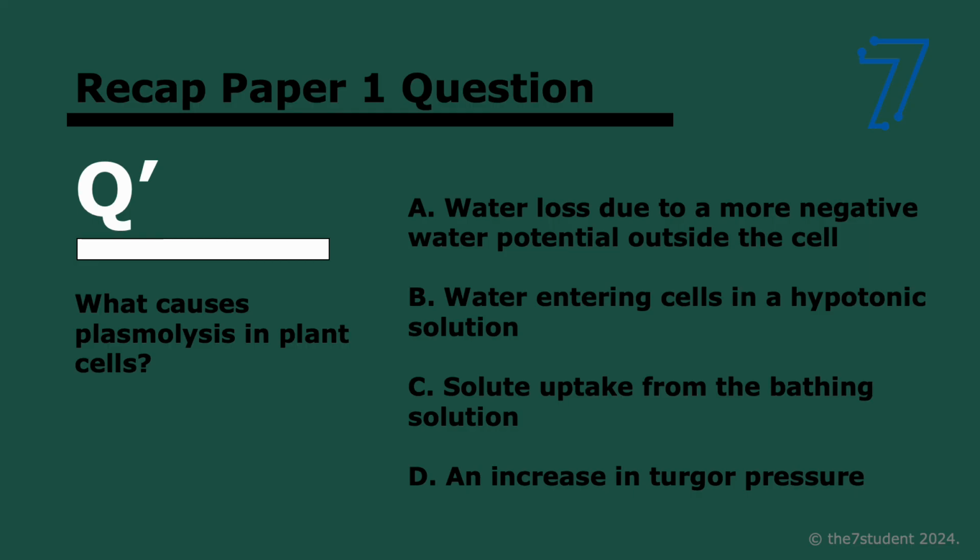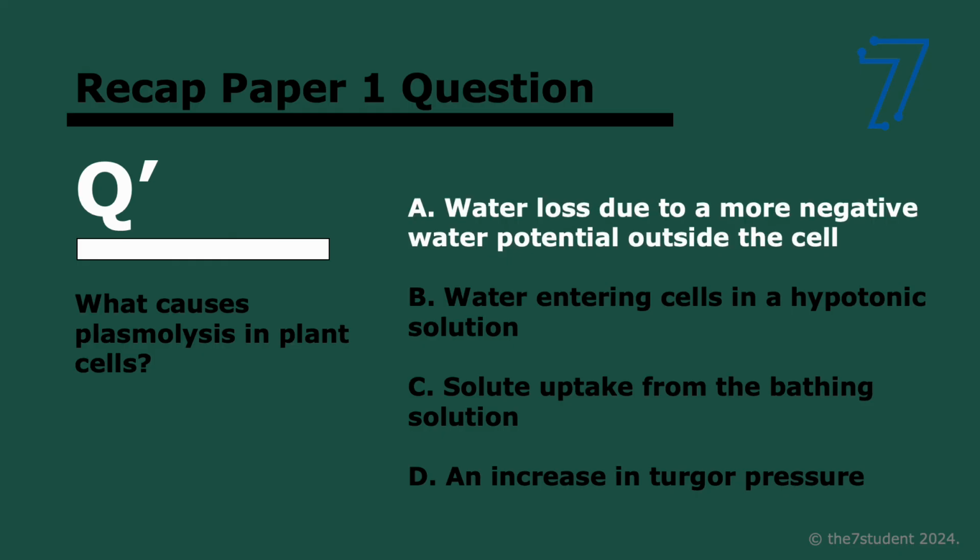What causes plasmolysis in plant cells? Again, 3, 2, 1. It's A. Why? Okay, so water loss due to a more negative water potential outside the cell. That's true, because in B, when water enters the cell, that leads to turgor, which is the opposite of plasmolysis, right? Then solute uptake has nothing to do with osmosis in this case. And then an increase in turgor pressure is what happens when water enters the cell, so B, right? So plasmolysis is actually when water is lost from the cell.